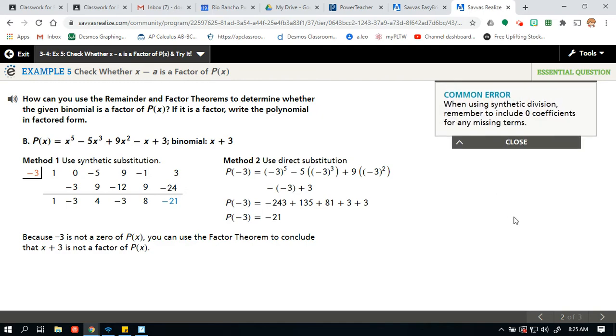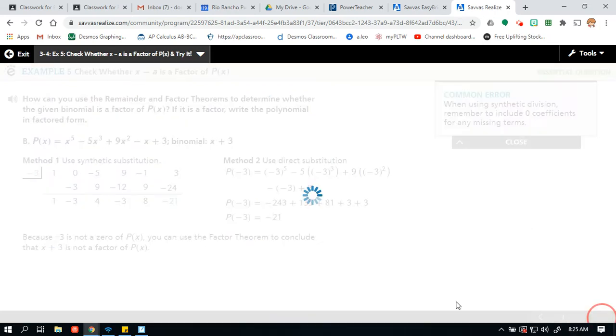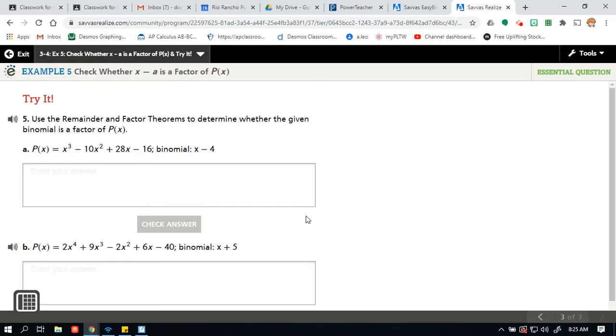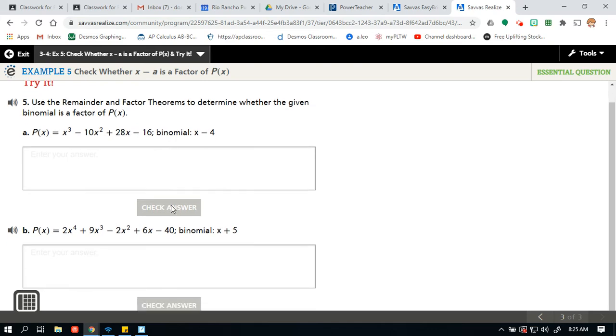So let's look at the common error. When using synthetic division, remember to include 0 coefficients for any missing term. So again, remember to have that placeholder. All right, so here we have one that does not need a placeholder. Oh, none of those need placeholders.